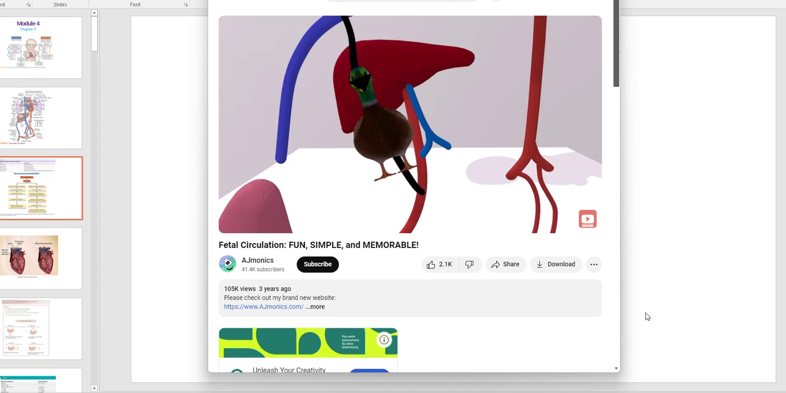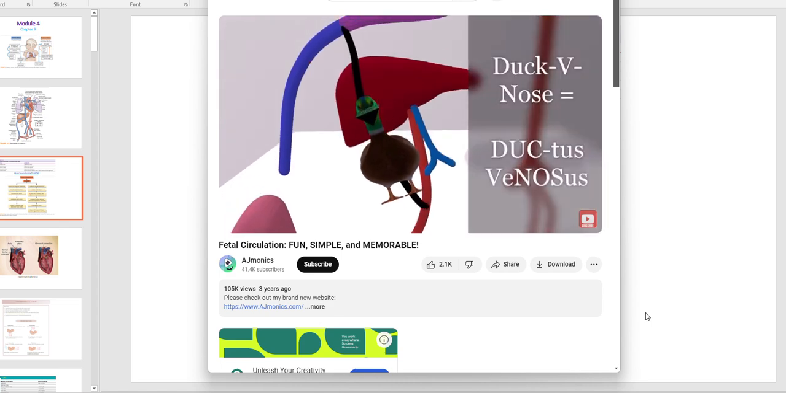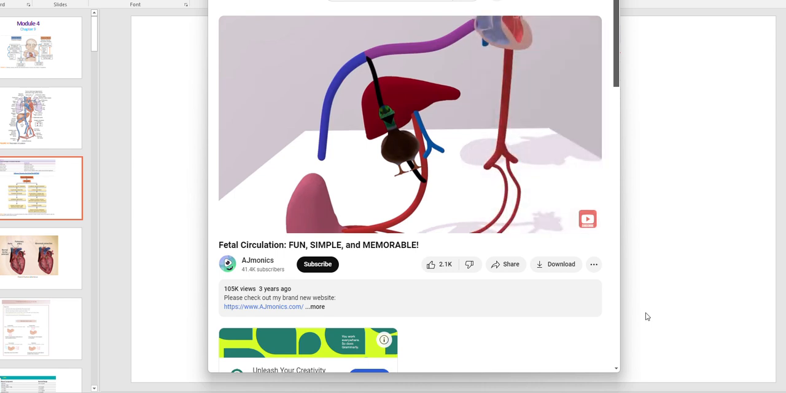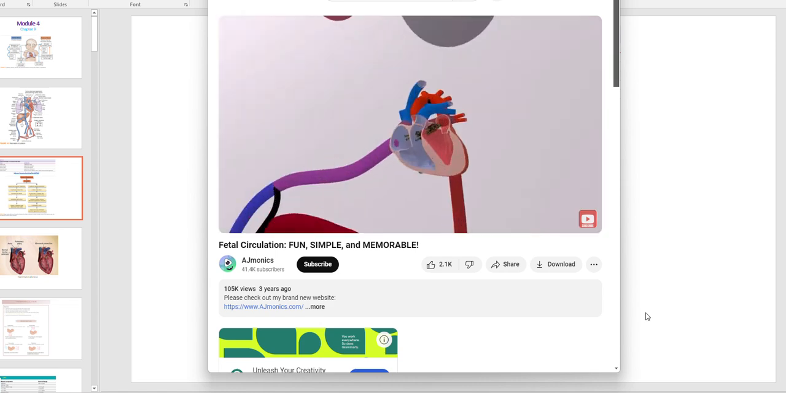Its nose looks kind of like a V. The duck with the V nose for ductus venosus. This is going to help us remember that the vessel which brings blood from the umbilical vein to the inferior vena cava is known as the ductus venosus. Now let's go to the next one.